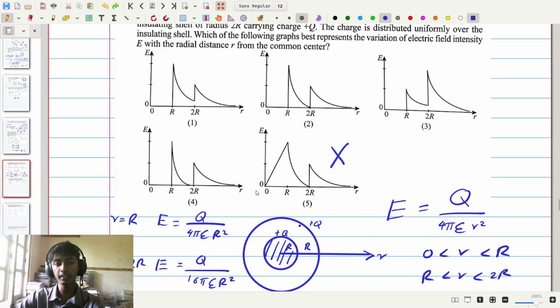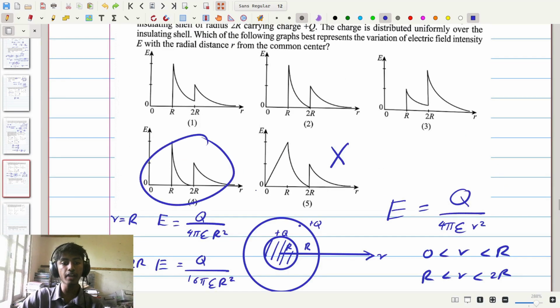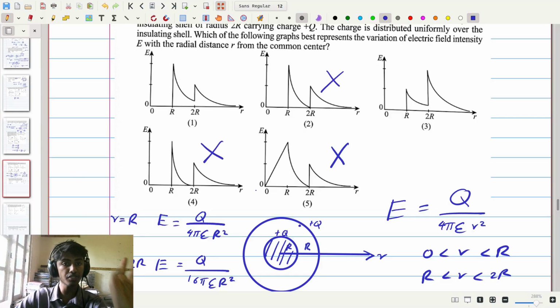However, if you look at the graphs, in this graph and this graph, at r equals 2 capital R, we have 0 intensity, and therefore both of these graphs are incorrect. We cannot have 0 intensity. We should instead have intensity like this, which is approximately equal to 1/4 of the intensity at r equals capital R. So we should have a graph like this, meaning that 1 and 3 are still alright.